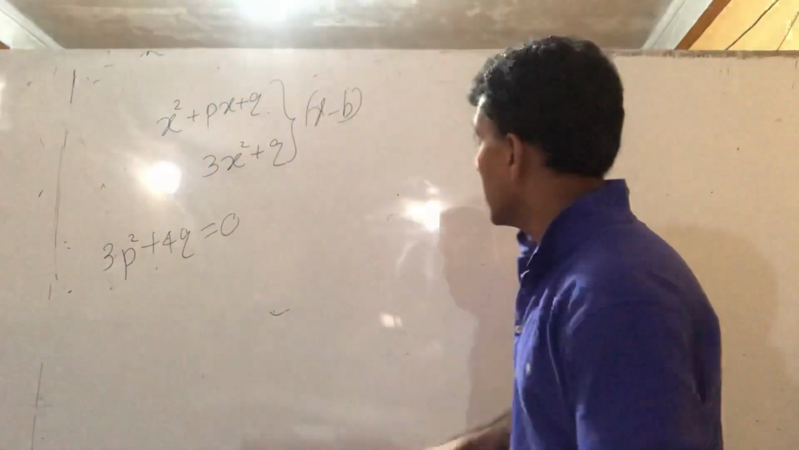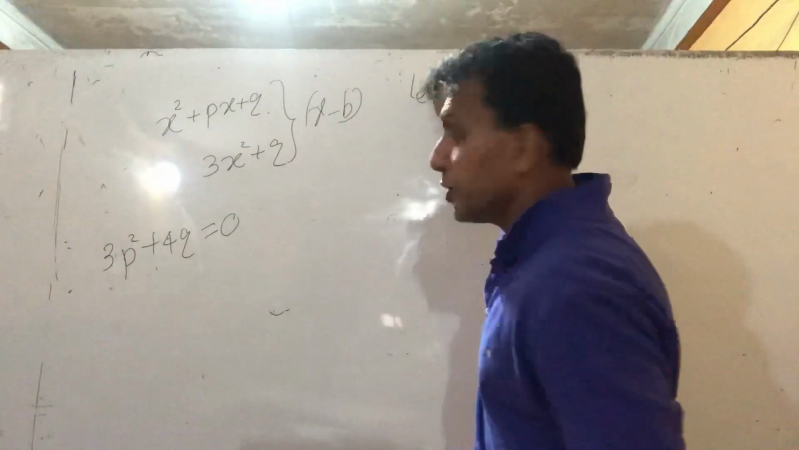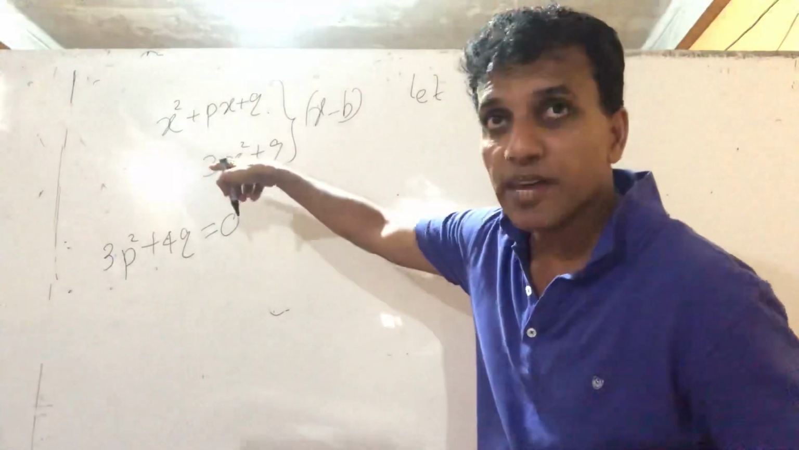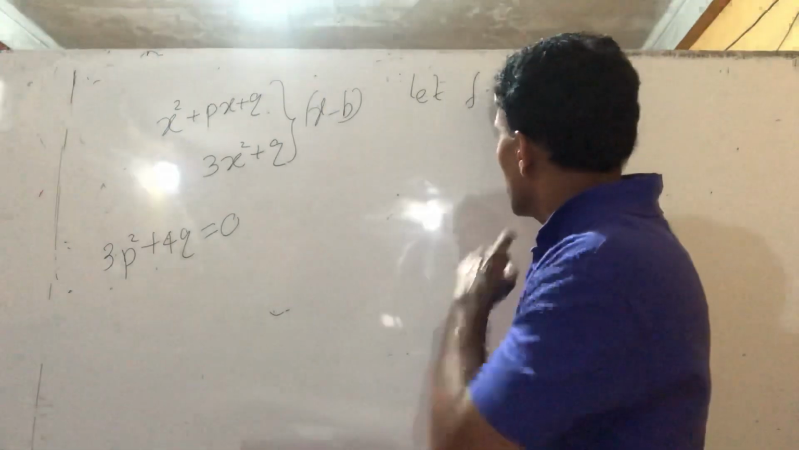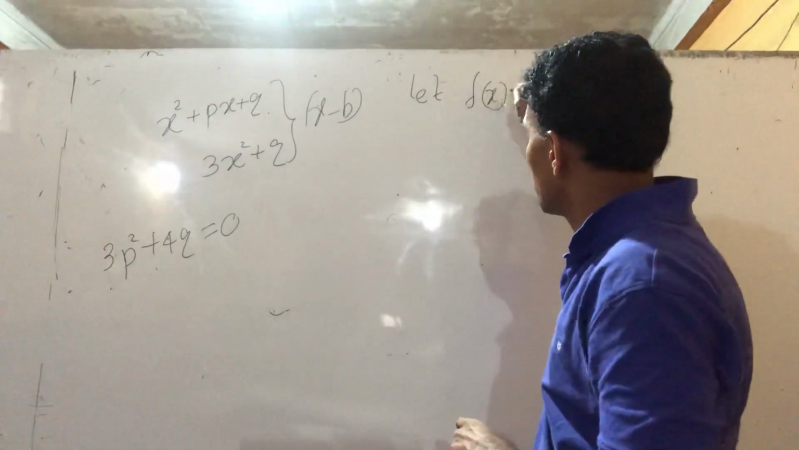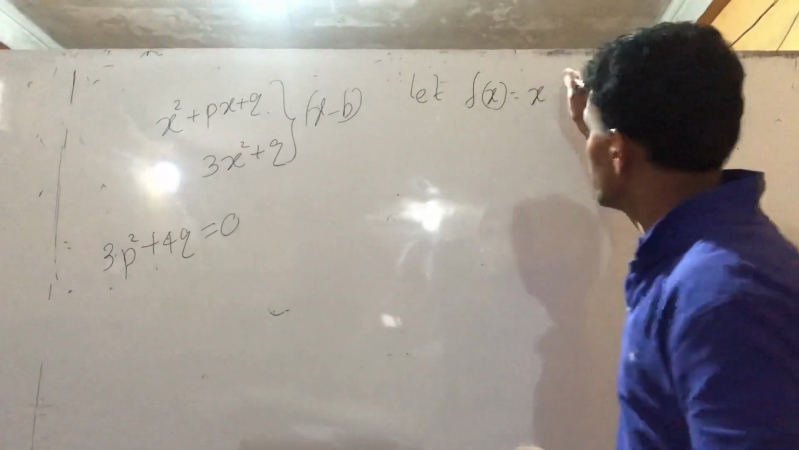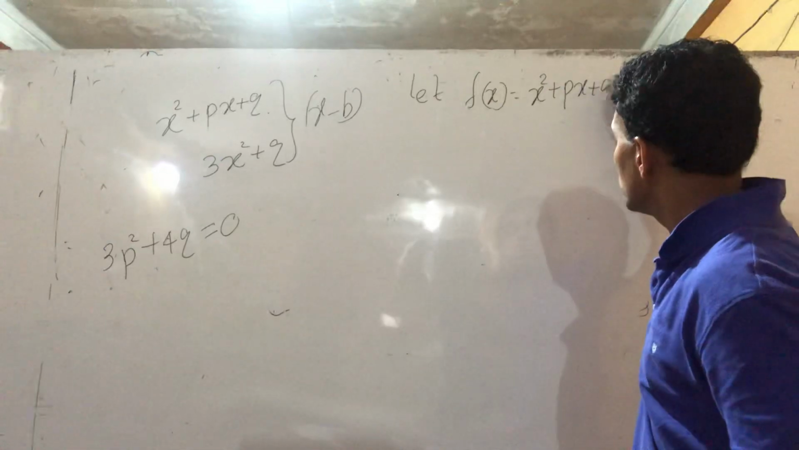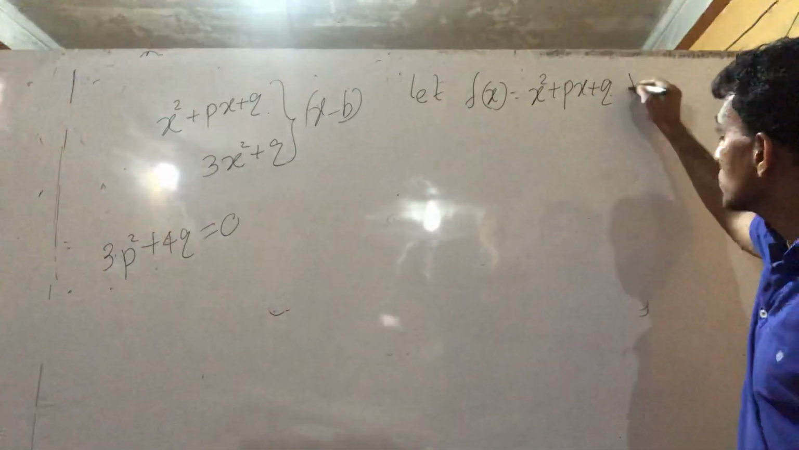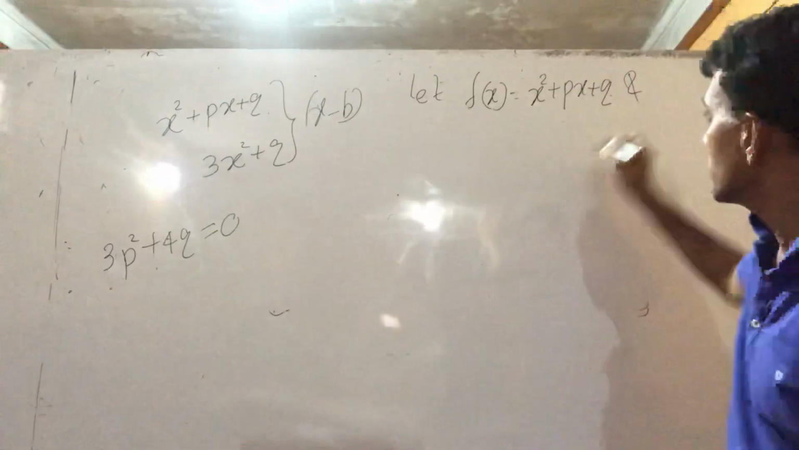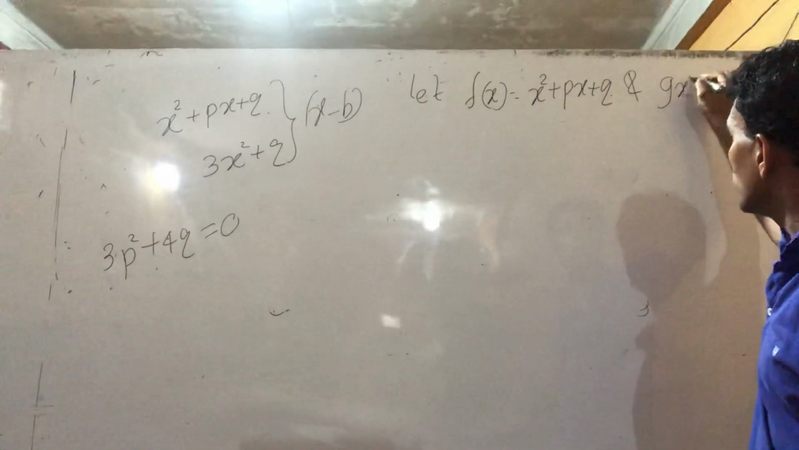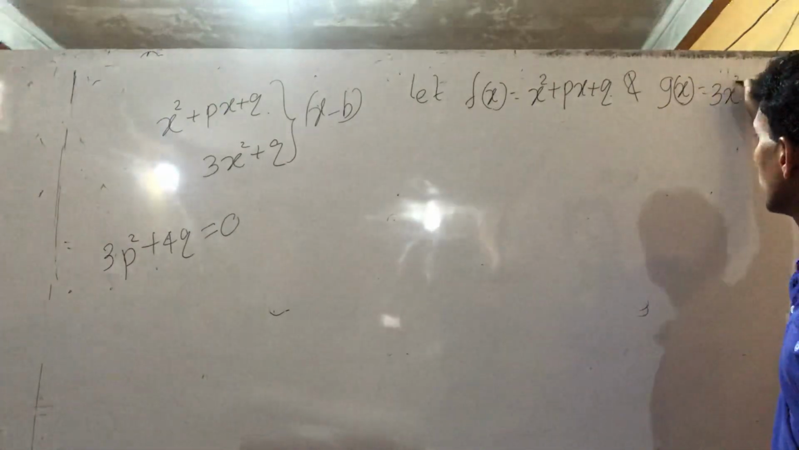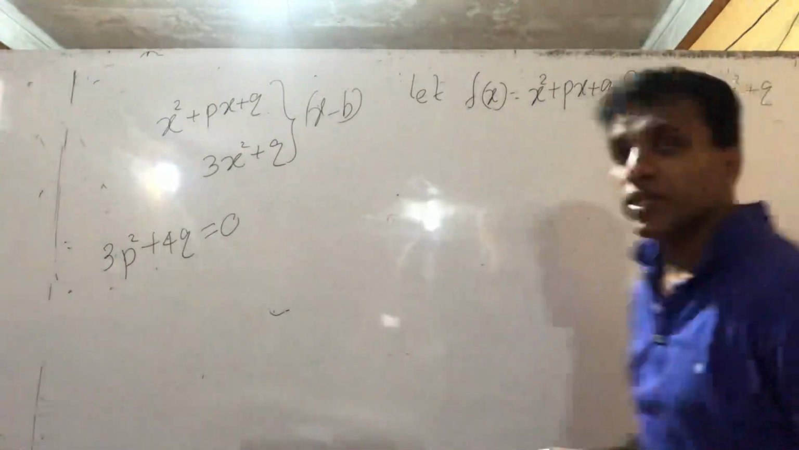Okay, write this. Let me use the factor theorem pattern. Let the first one we say f(x). f(x) equals x squared plus px plus q, and next one say g(x). g(x) equals 3x squared plus q.